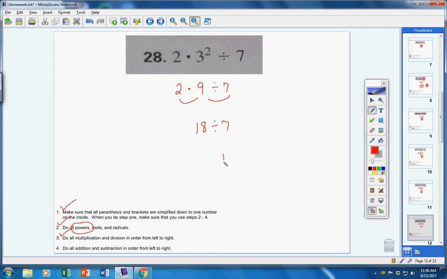18 divided by 7 really means this, does it not? So to be honest with you, I have no problem with you writing your answer like that. That is totally fine. If you want to write it as a mixed number, that's fine. 7 goes into 18 2 times. 2 times 7 is 14, so you have a remainder of 4. That's fine. Or if you want to write a decimal answer, I have no problem with that. Put 18 and add some zeros, that's fine.